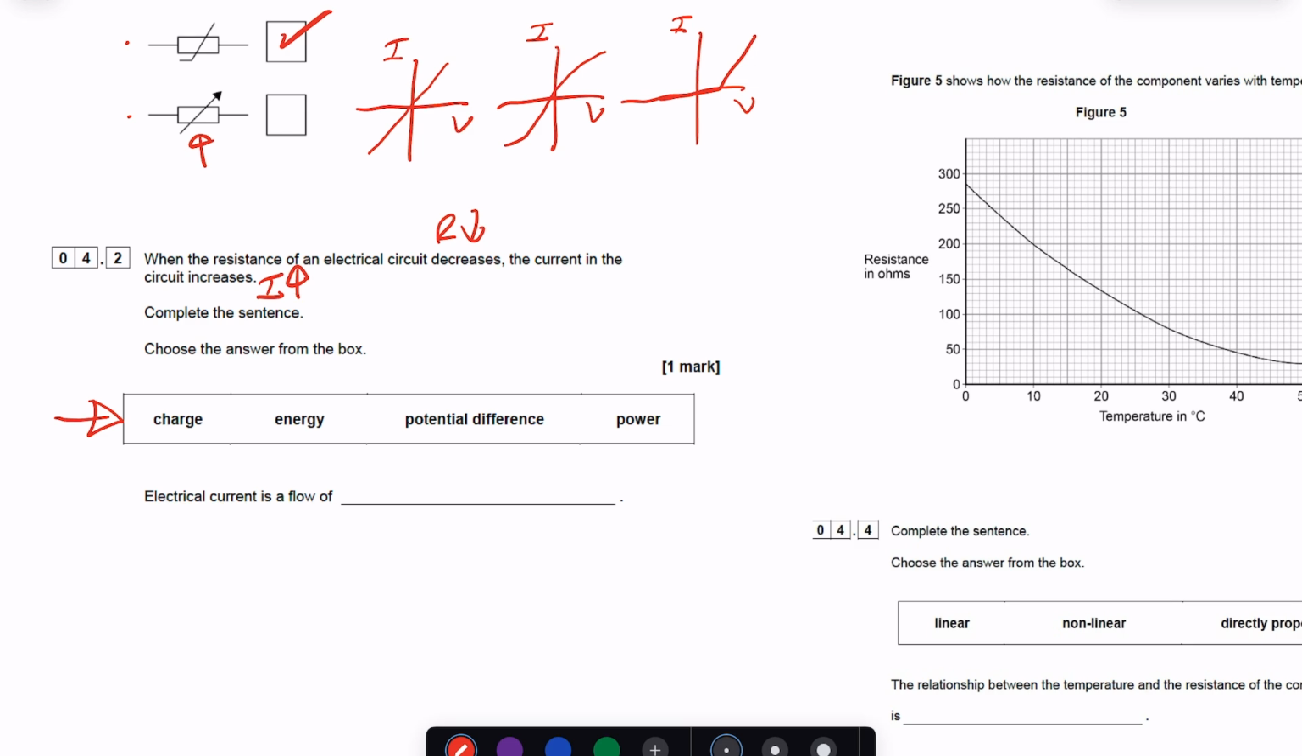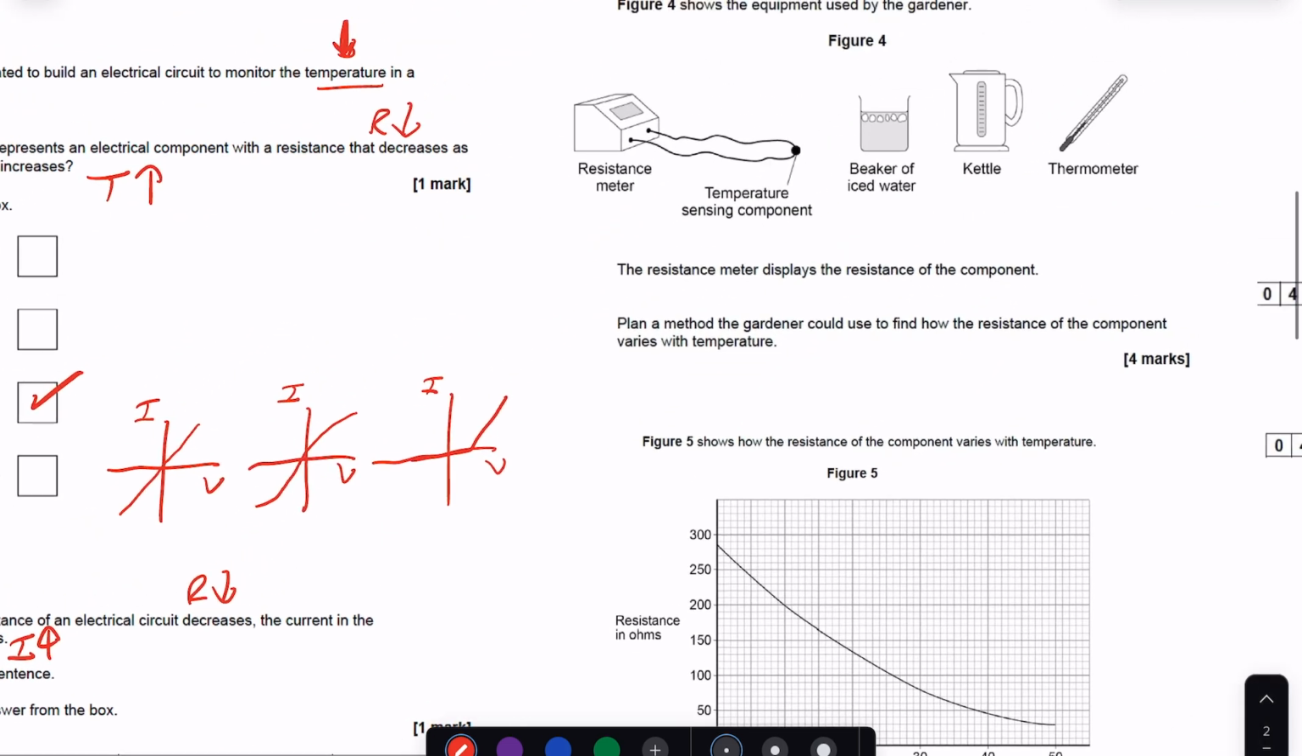Electrical current is a flow of, oh, well, I learned that. It's charge. It's just the flow of charge. Electrons flowing around a circuit carry charge, so we can say that current is the flow of charge. We can actually write I equals Q divided by T from the equation Q equals I times T. Q is charge, I is current, T is time. So we could say the current I is the rate of flow of charge, but flow of charge is perfectly fine for this question. That's all they want.